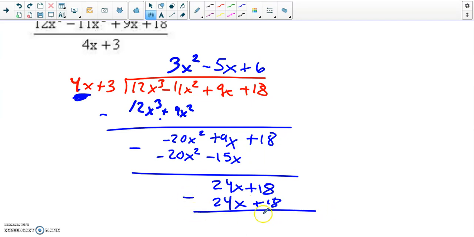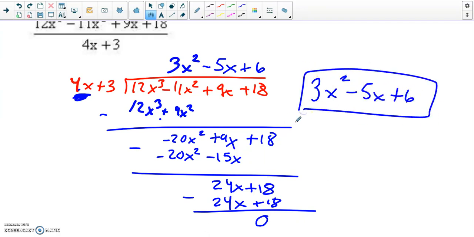We subtract. Goes away. Goes away. We're actually left with nothing, meaning in this case there was no remainder. So our answer, when you do that division, is just you get 3x squared minus 5x plus 6, no remainder. So you don't need to write anything else.